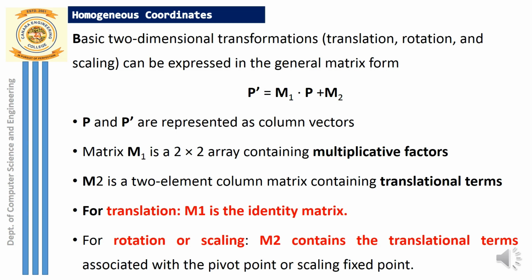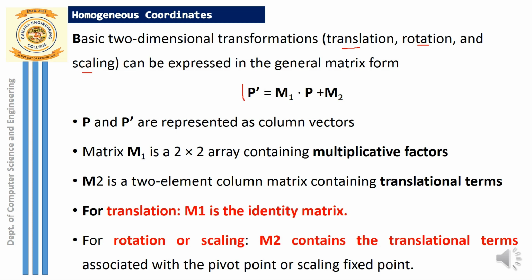So let's see what this homogeneous coordinate system is with the help of an example. You can see here an equation, and the equation says that P dash is equal to M1 into P plus M2. So this can be a general matrix form, or a general equation, for all three types of transformation. It can be translation, rotation and scaling. So for all these three, we can consider this as a common equation.